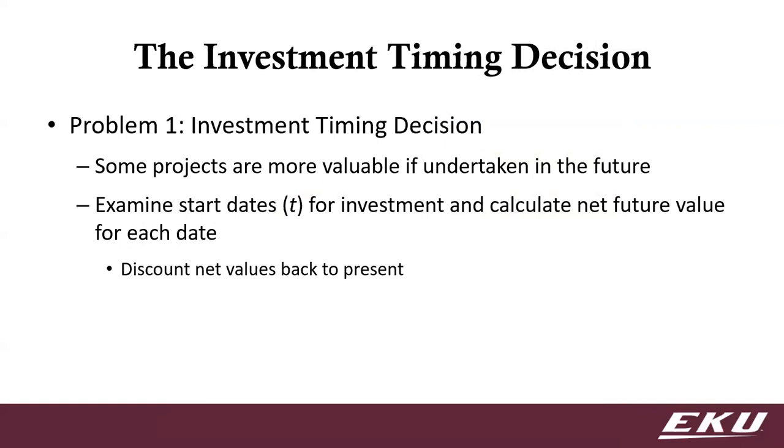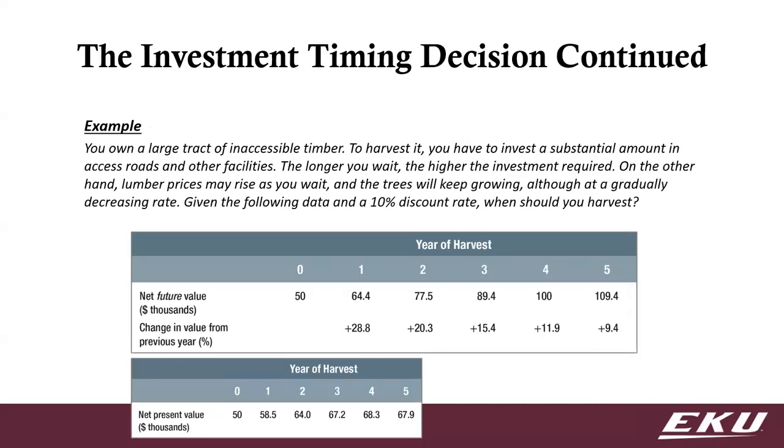This investment timing decision, I'm going to have an example to look at, but this is basically just looking at when would be the best time to do a particular project. And so in this particular case, you're growing timber out somewhere. The longer you let it grow, the more you're going to have to pay to have it taken. But your trees are growing, so they're getting bigger and bigger. Kind of a way to think of it.